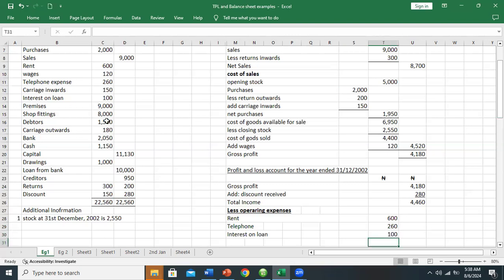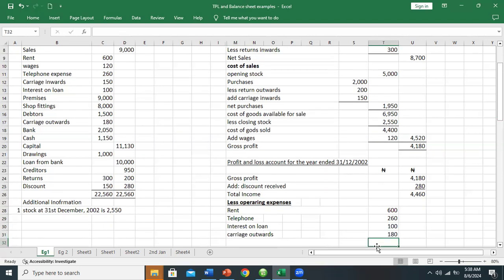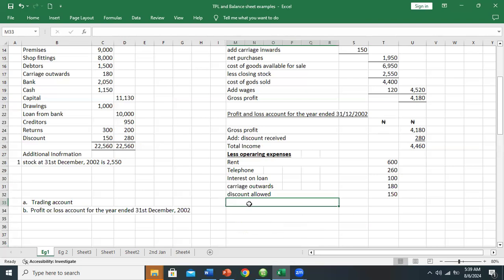Premises, shop fittings, no. Debtors, no. Carriage outwards, 180. Bank and cash, no. Drawings, no. The last one is the discount allowed of 150. So you see how it is. You now add all of them and get your total expenses. So the total expense will come under the total income so that you less it to see whether you have a profit or loss.